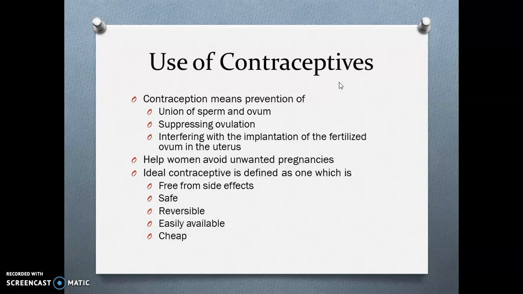So these are the methods for the prevention of birth. And the aim of contraception is to help women avoid unwanted pregnancies. An ideal contraceptive is defined as one which is free from side effects. If a woman is going for a contraceptive method, it should not have any side effects for her health. It should be safe and reversible. That is, if a woman prefers to have a pregnancy, the contraception has to be reversed and she should be able to become pregnant. Then it should be easily available, and the cost of the contraceptive device should be cheap. It should be affordable for the family. So these are the criteria which determine whether a contraceptive method is ideal or not.